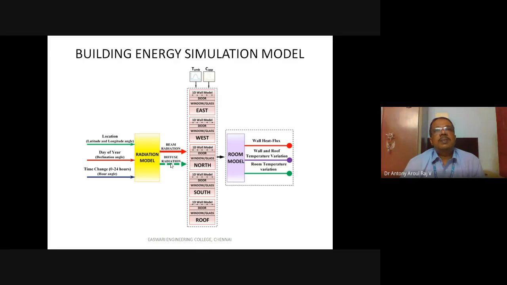So there will be some algebraic expressions. We give these angles, and automatically it will generate the amount of radiation. And if I am doing it for the full year, I have to change the declination angle, because every day we are getting a different radiation. How does this become different?